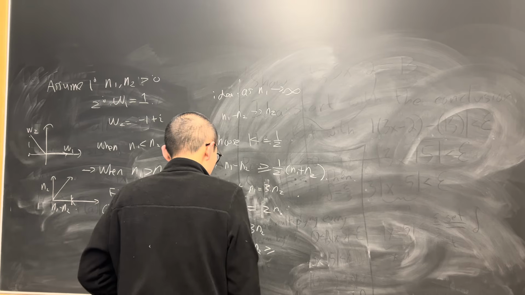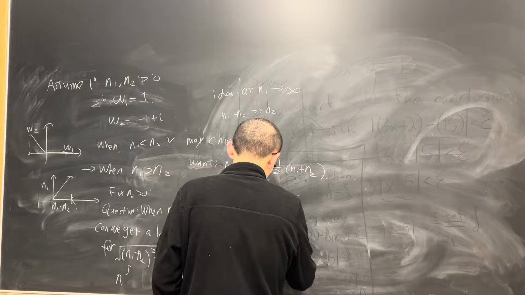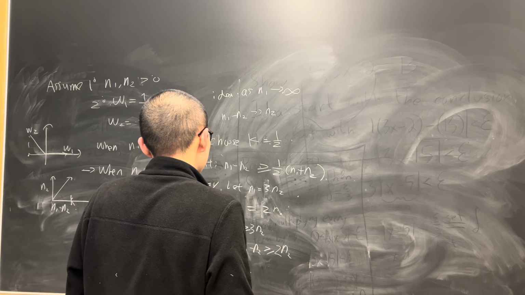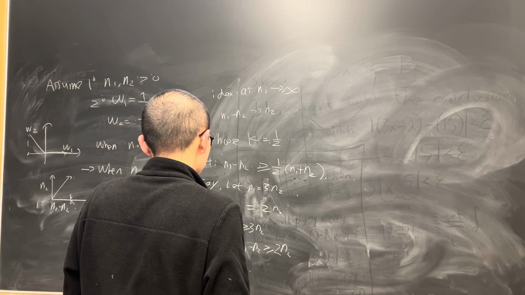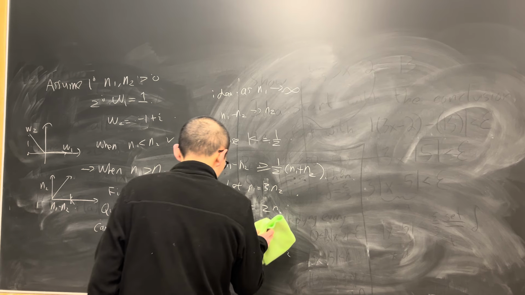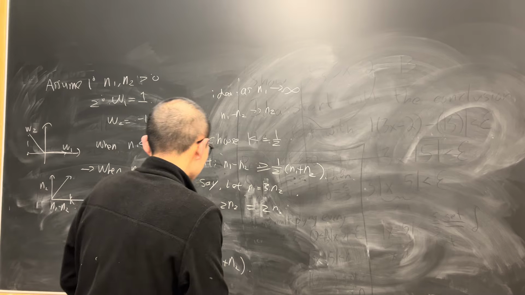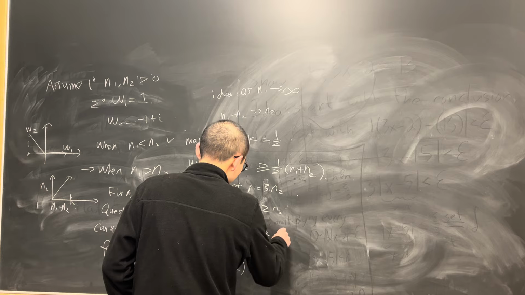Okay, n1 minus n2 is bigger than or equal to 2 n2, right? And then what about the left hand side? Oh, I think maybe I can prove it in this way. Okay, so let's say that this n1 is equal to k n2.